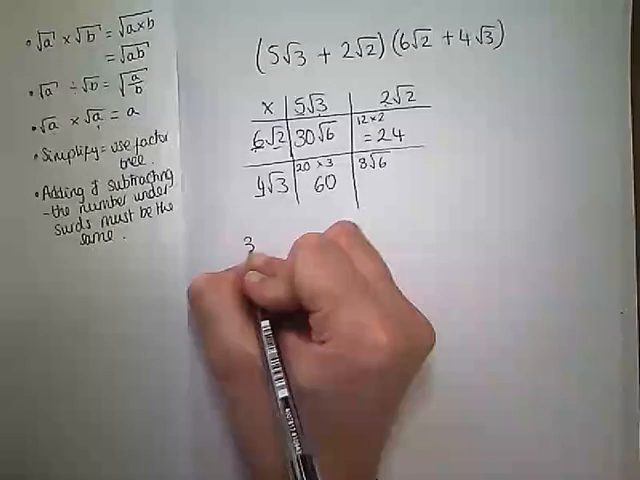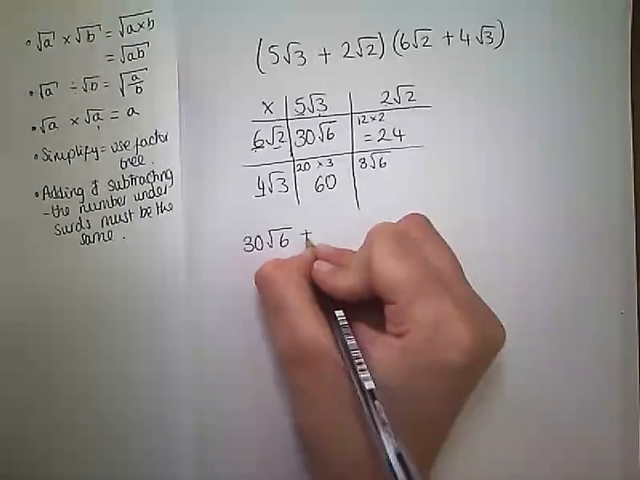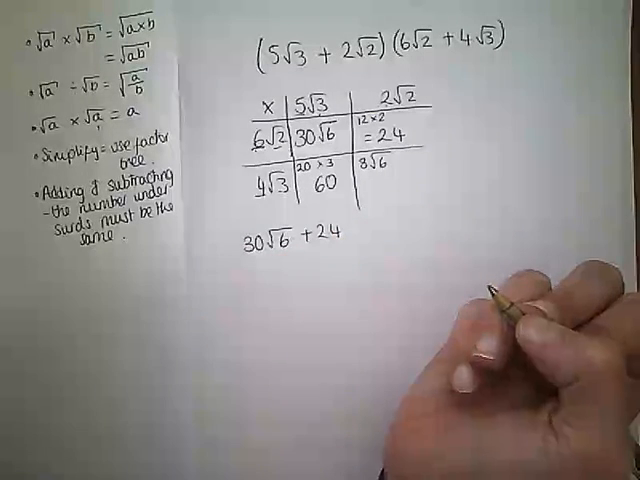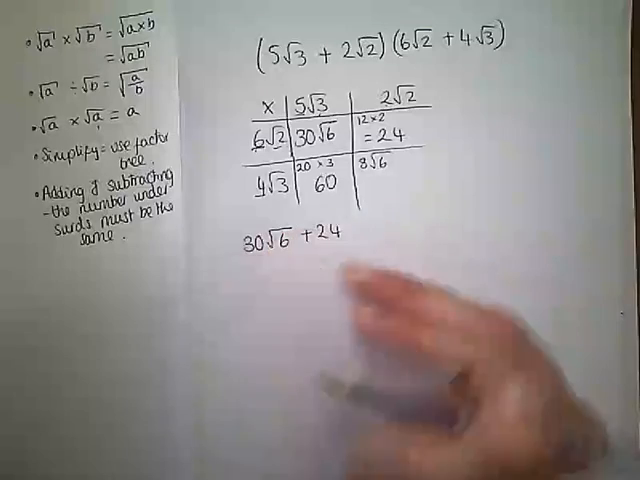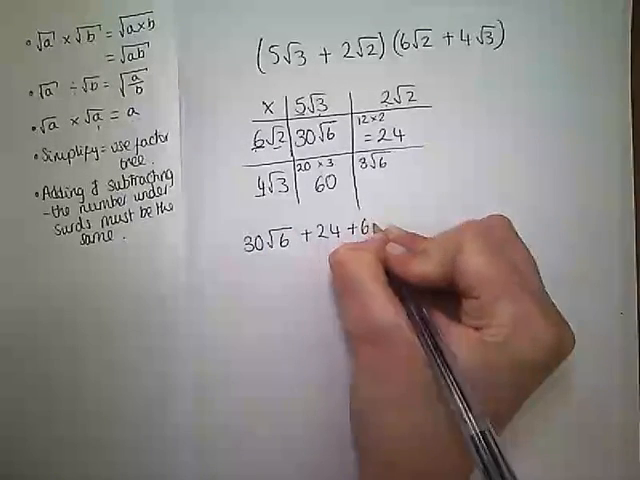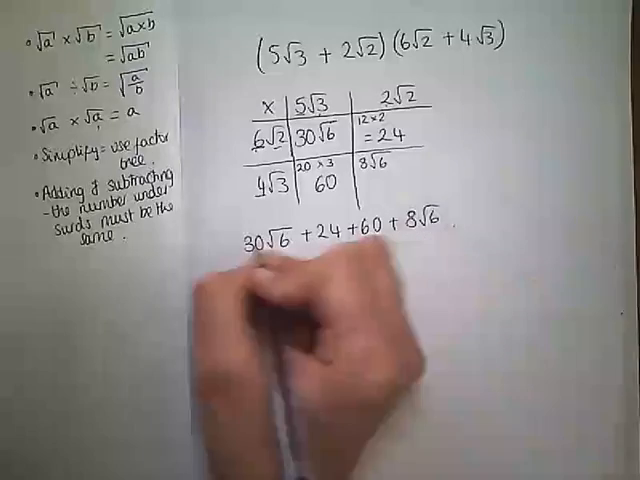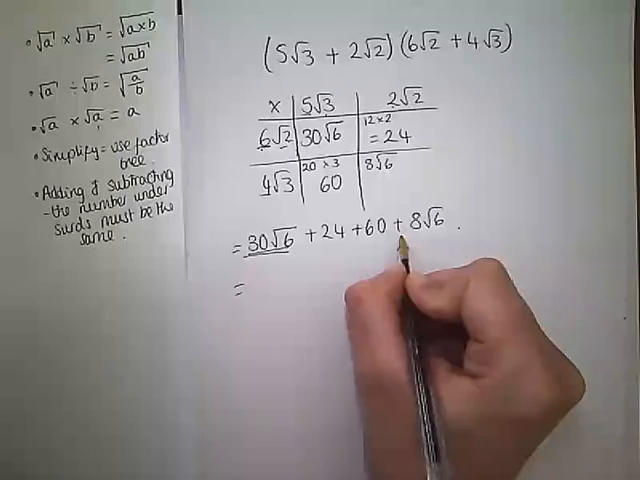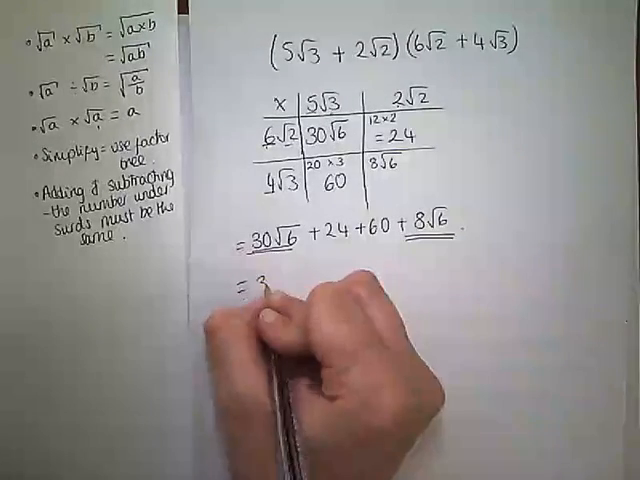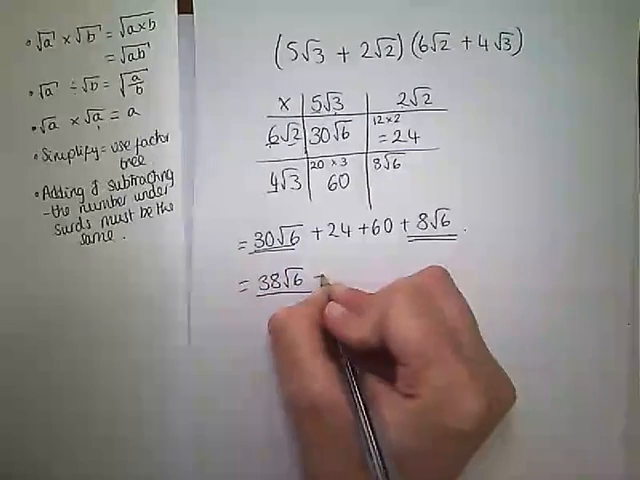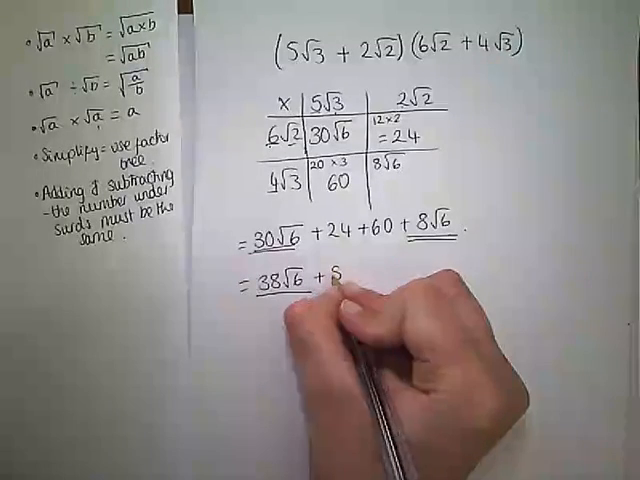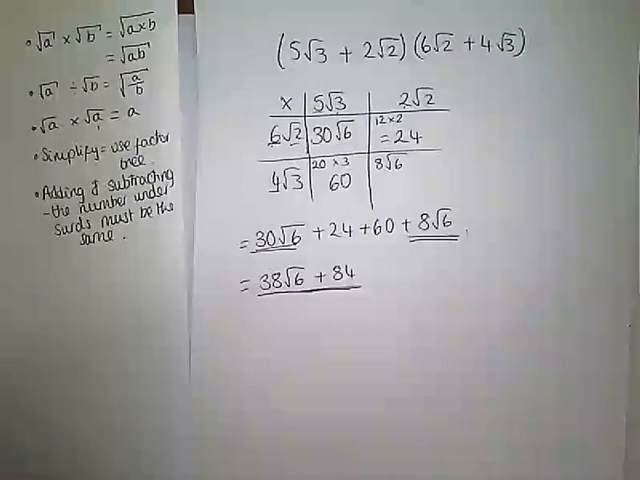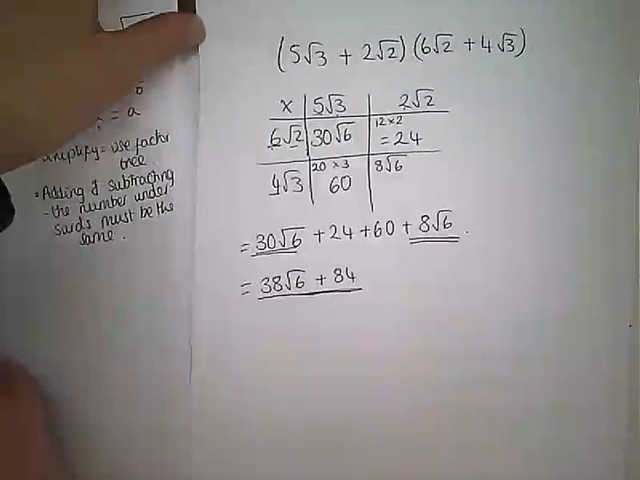And so we get 30 root 6 plus 24 plus 60 plus 8 root 6. I meant 30 root 6, not 30 plus root 6. And then we tidy. So 30 root 6 plus 8 root 6 is 38 root 6. 24 plus 60 is 84. And so the answer, 38 root 6 plus 84. Let's hope I did not make any mistakes. Tune in next for rationalising.